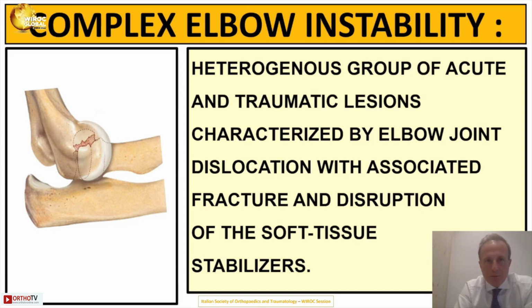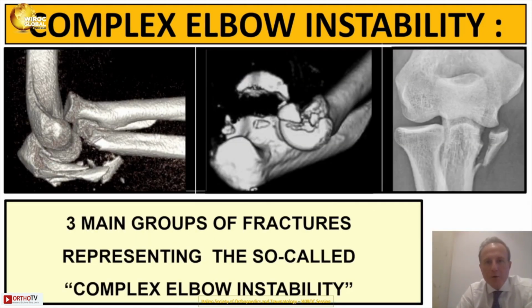The second group are the complex acute instabilities, also known as acute fracture dislocations. They are a heterogeneous group of acute and traumatic lesions characterized by elbow joint dislocation that include an associated fracture in addition to disruption of the soft tissue stabilizers. Three main groups of fractures make up the so-called complex elbow instability, as described by Morey.